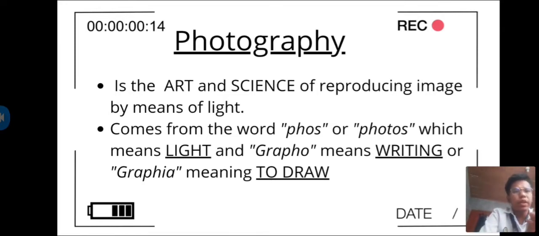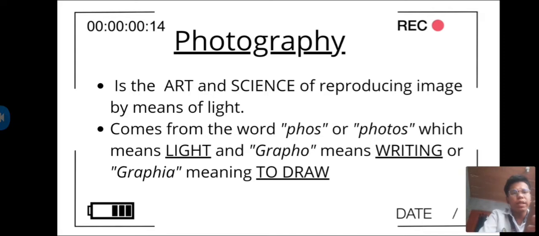Photography, it is the art and science of reproducing image by means of light. Sabi dito, it is an art. Why? Because in photography, it's not as easy as taking pictures, okay? In photography, it demands and it requires a certain set of skills, a certain set of talents, okay, in order to produce a successful photograph or image. Where in fact, one photographer may do it better than the other photographer. Kaya siya tinawag na art.